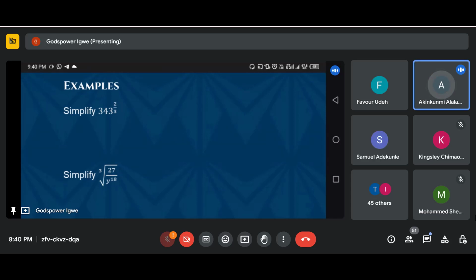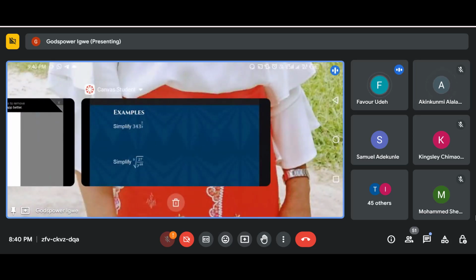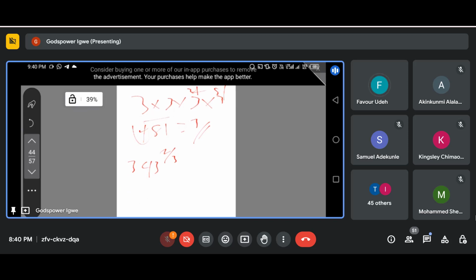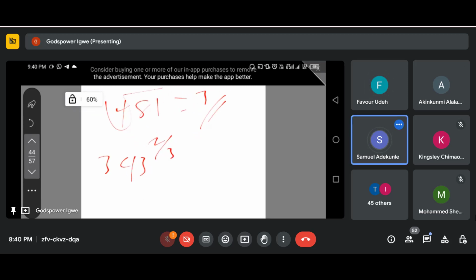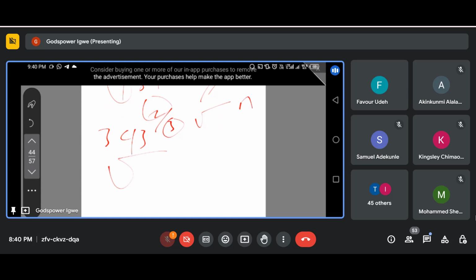But please, let's solve the question, if anybody's not clear. 343. Okay, thank you for your gentle spirit. 343, 2 all over what? 3, right? Yes, sir. So I said this one will always be the square root, and then this one will always be the exponential. So if we were to do that, then this is going to be 343, then it's going to be squared.